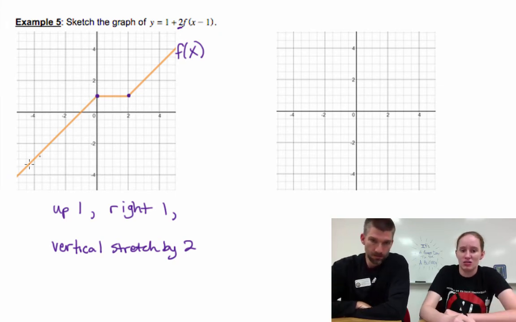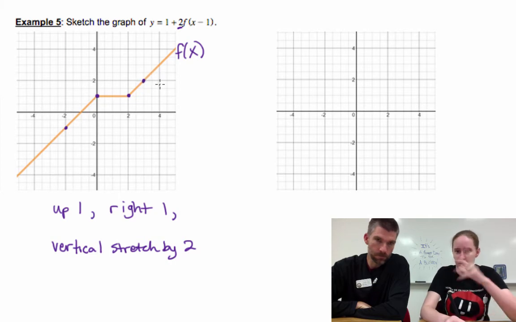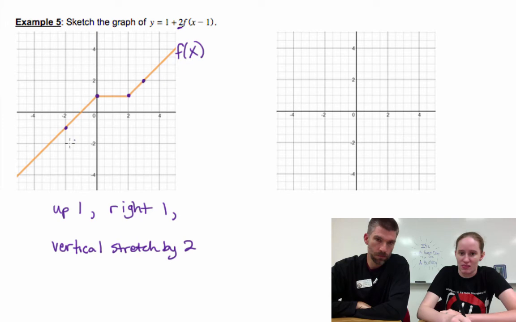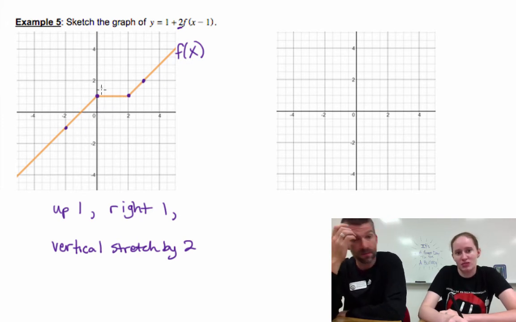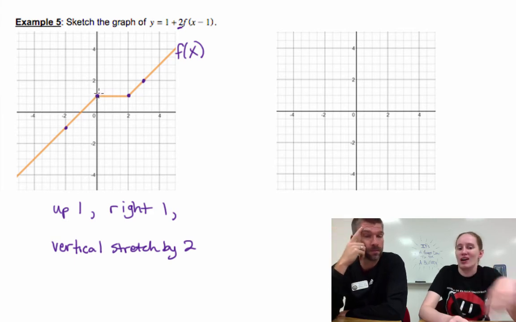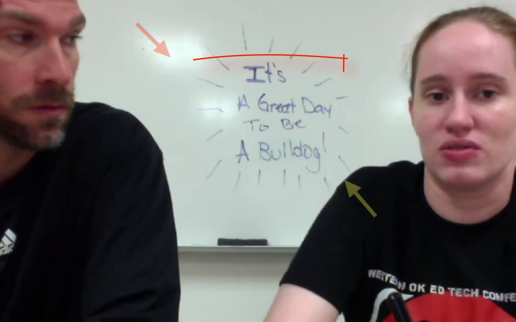Okay? So some points here that would be helpful to us are places where we meet crosshairs, actual points on the graph. So this is like 0, 1 right here. We want to multiply our y value by 2. That's a vertical stretch of 2.